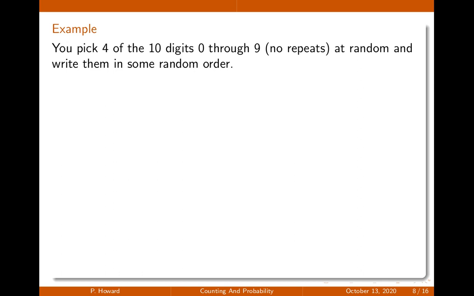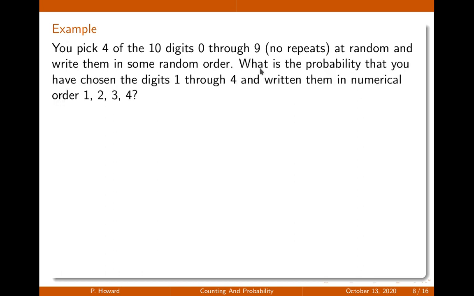Another example, you pick 4 of the 10 digits 0 through 9. No repeats. You're picking 4 different digits at random, and then we are writing them in some random order. The question here is, what is the probability that you have chosen the digits 1 through 4 and that you wrote them in their numerical order, 1, 2, 3, and 4?